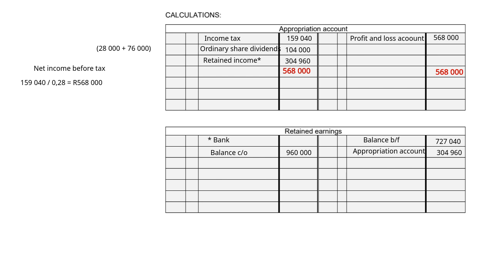Now we close off the retained earnings account. If we add the credit side, it equals 1,032,000, and we must make it equal to the debit side as well. So your bank will be your balancing figure. We work backwards. 1,032,000 minus 960,000 gives you 72,000 as your bank.